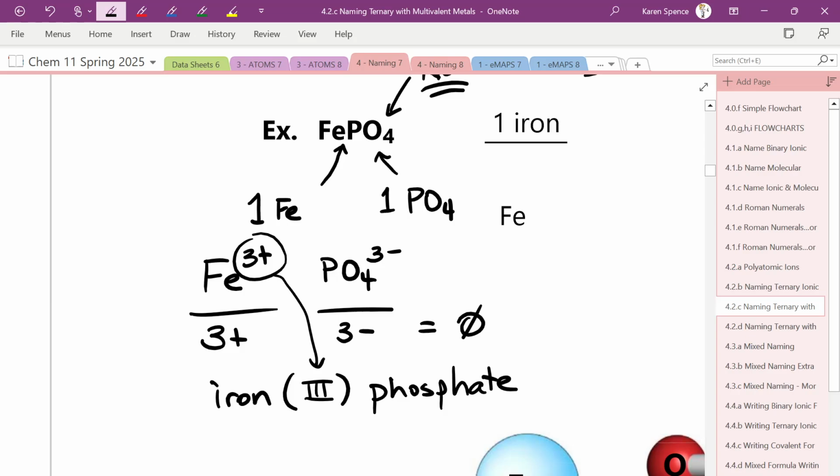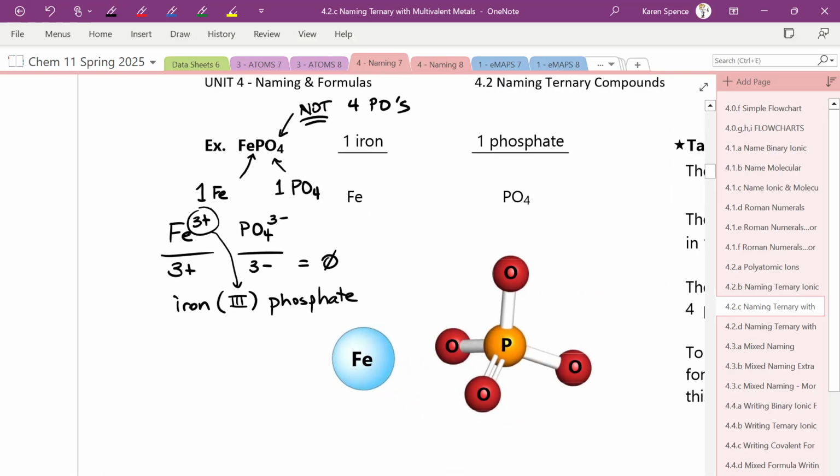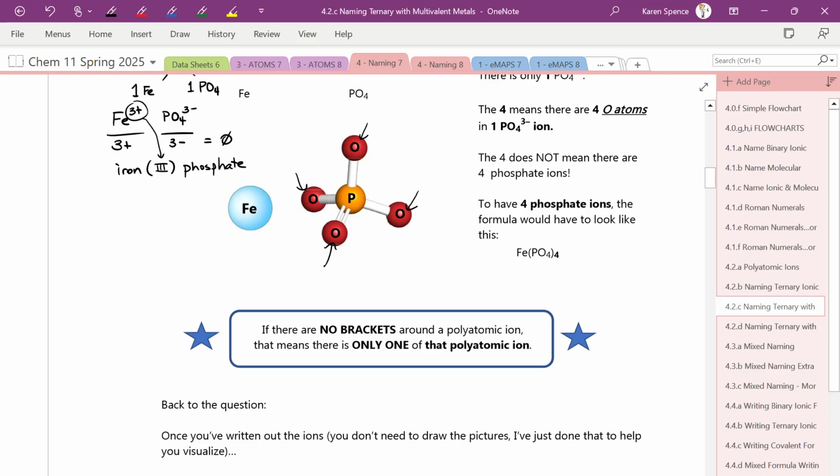Is that good? Okay. And if you're like, I don't get that it's not 4 of them, you can see, what do I have 4 of? I've got 1, 2, 3, 4 oxygen that are part of the single PO4 ion. Yes? Okay, so let's make sure.